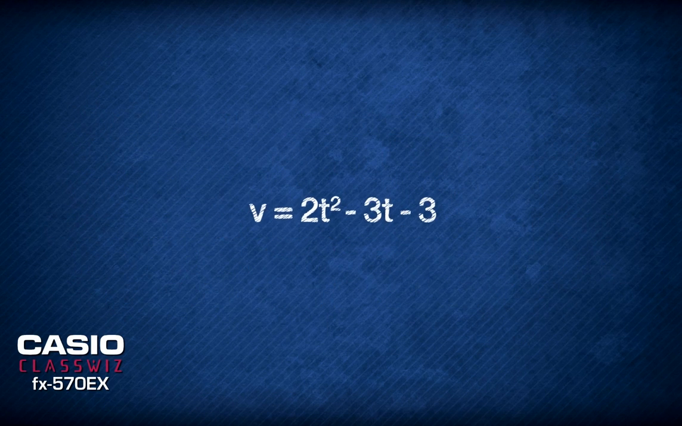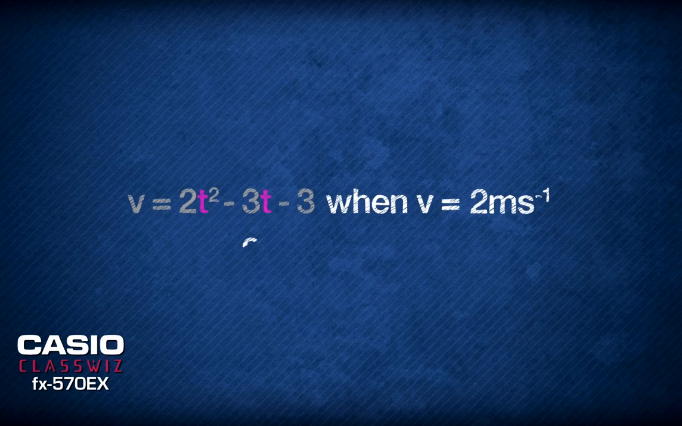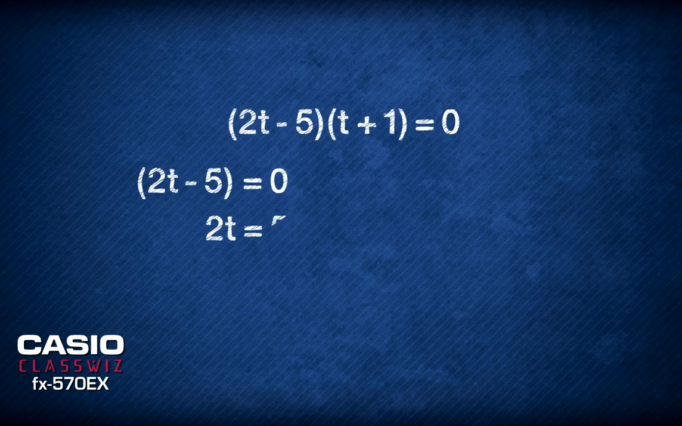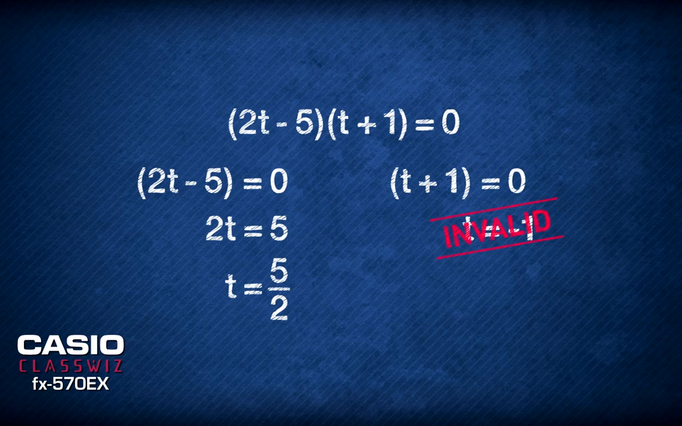First of all, we have to figure out the value of t when the object's velocity is 2 meters per second. So, substituting v equals 2, we have 2 equals 2t squared minus 3t minus 3, which then becomes 2t squared minus 3t minus 5 equals 0. Simplifying and factorizing the quadratic function, we have (2t minus 5)(t plus 1) equals 0. We can then solve t equals 5 over 2 or t equals negative 1. Since negative values of time are invalid, we find that when the object is traveling at 2 meters per second, t equals 5 over 2 seconds.